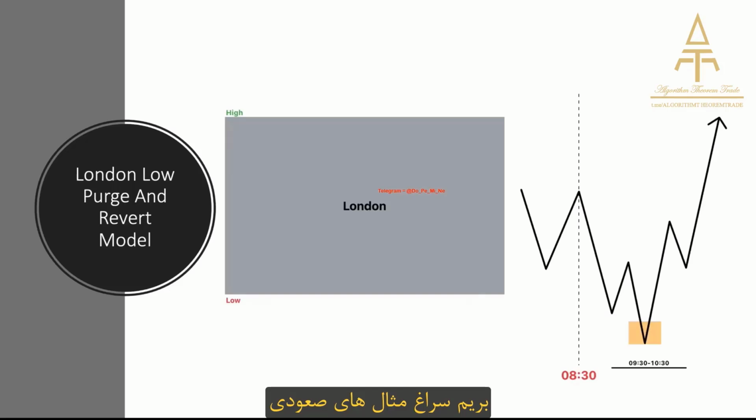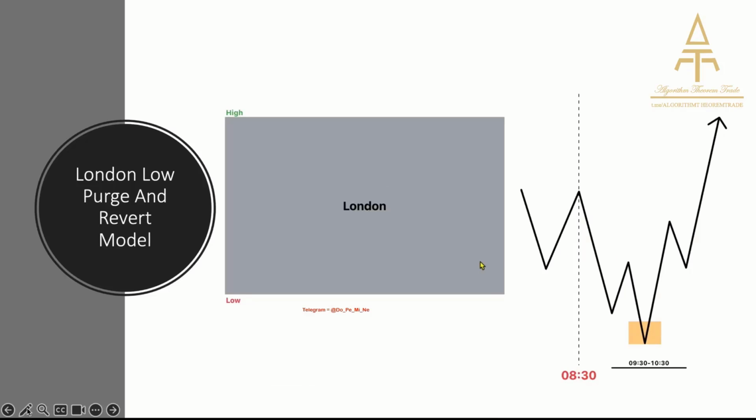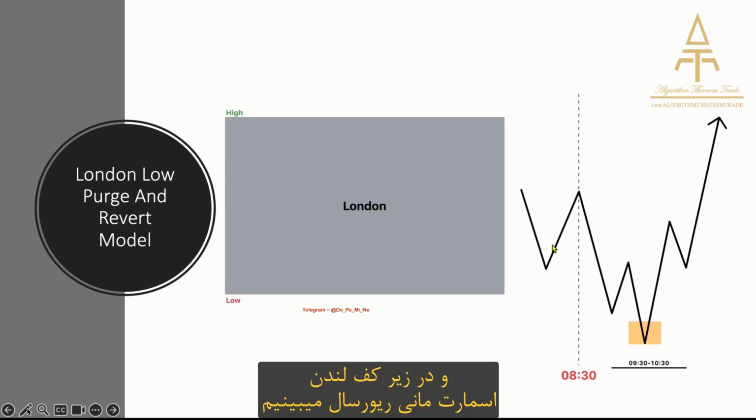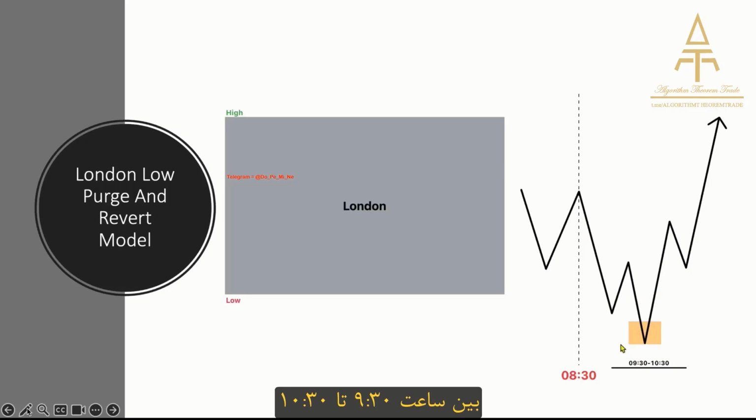Let us now take a look at the bullish examples. First of all, we're going to take a look at the London low purge and revert model. We want to see that around 8:30 the market begins to reprice lower into the London low, and we want to see a smart money reversal occur below that London low between 9:30 to 10:30.